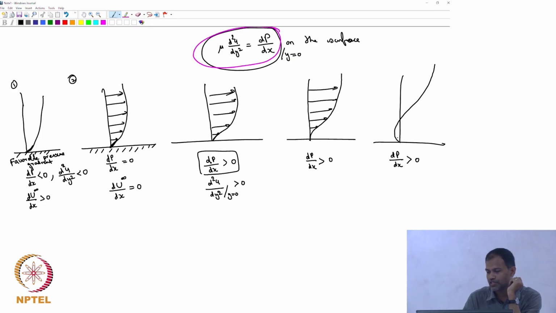I am drawing my u velocity. What does the last figure tell? That on the wall, the flow is actually in the opposite direction if dp by dx is very large. So this is dp by dx small, let's say this is some moderate and this is some large. If the pressure outside the boundary layer increases very much, on the wall the fluid will actually start flowing in the opposite direction.